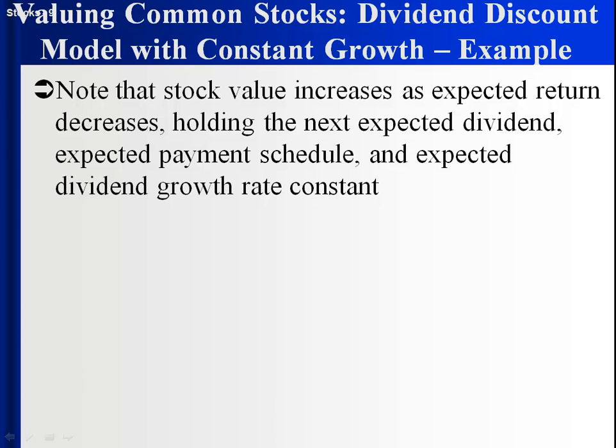And so again, all else equal, if the next expected dividend and the expected dividend growth rate are the same, meaning that the expected cash flows are the same, as the expected return goes down, value goes up. And again, that makes intuitive sense. If you have two situations with the exact same cash flows, the one with the lower expected return has a lower discount rate, so the value of the cash flows is discounted by less, and so it retains more value, and stock value is higher.